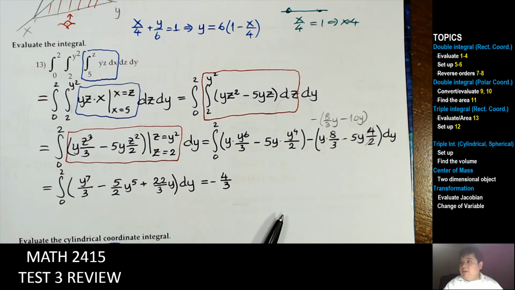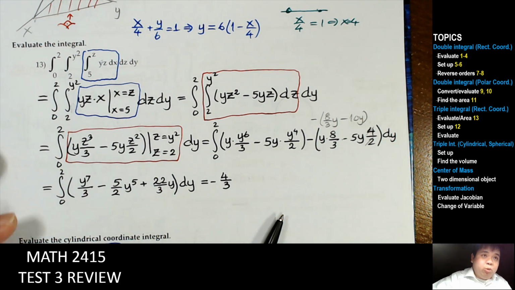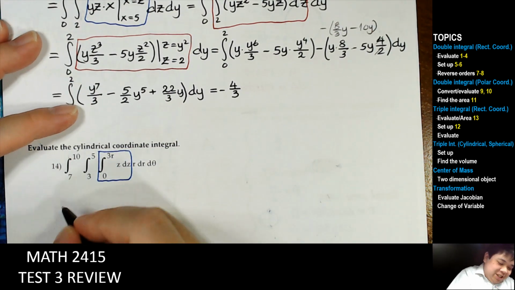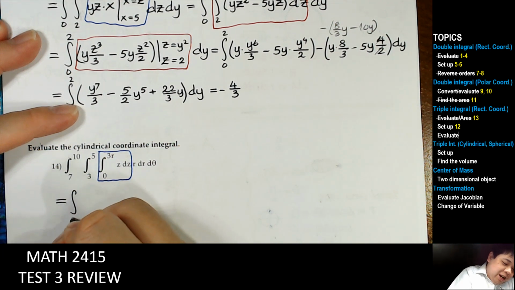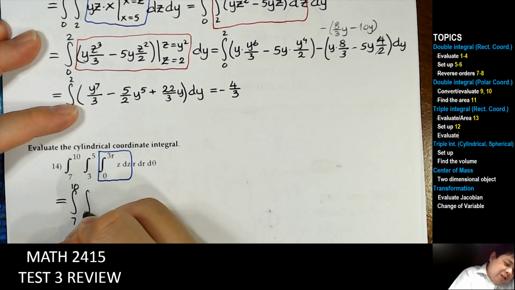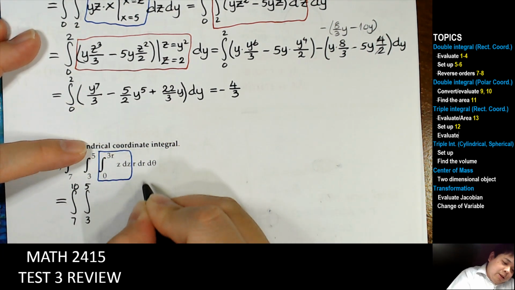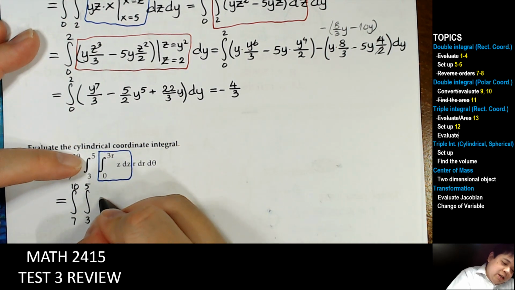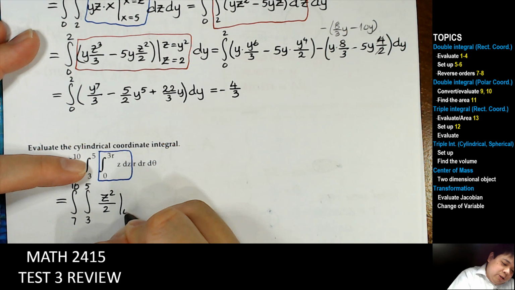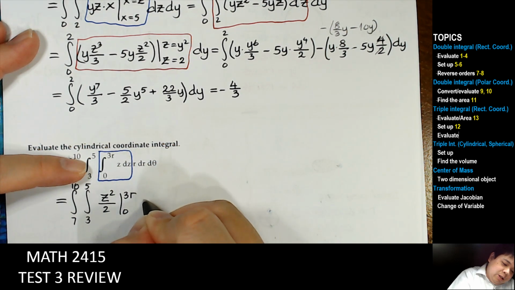Actually, we have evaluate number 14. That's what we're doing here. Right, sorry about that. Right, inside and out. We're going to do this first. With respect to z, it will be z squared over 2. And then we have r d theta still the same.